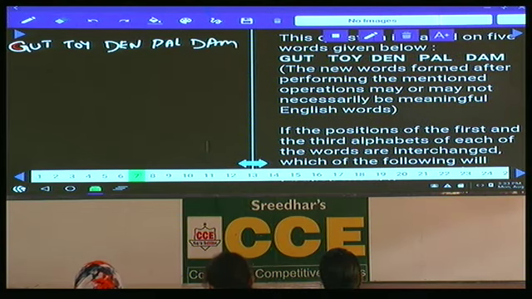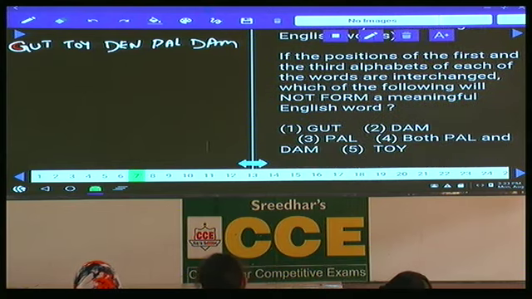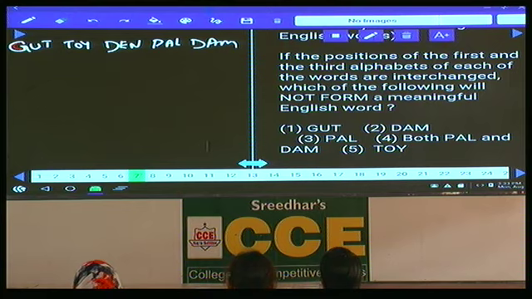Then condition number 1. The positions of the first and the third letters of each of the words are interchanged. Then which of the following will not form a meaningful word? Now T-U-G, tug, isn't it? And Y-O-T, is there any word called Y-O-T? No, isn't it? Next one, N-E-D, L-A-P, lap, and M-A-D, mad. As what are the words we have? Now toy. Toy, that is choice 5.